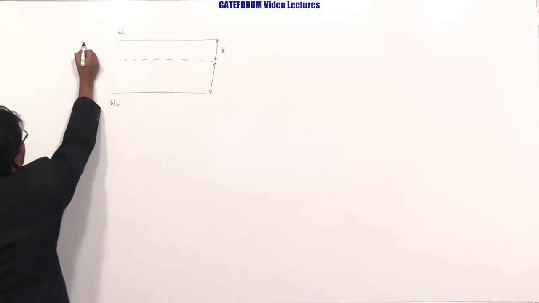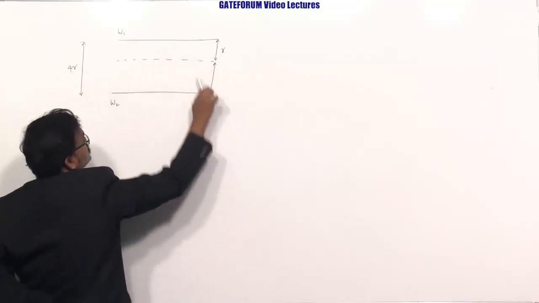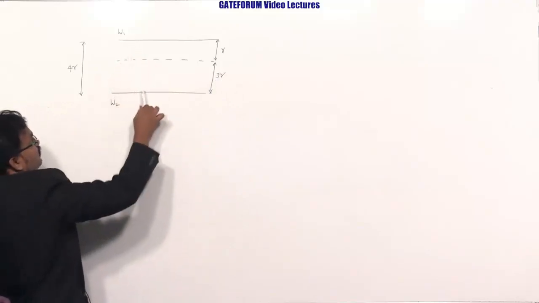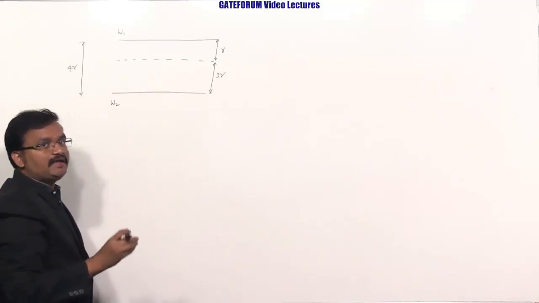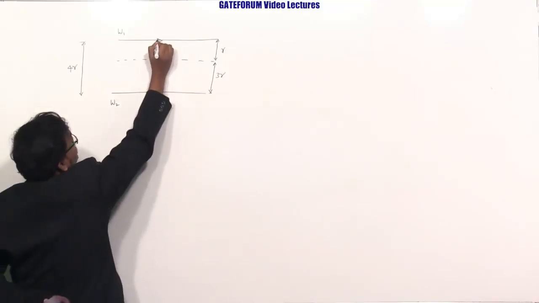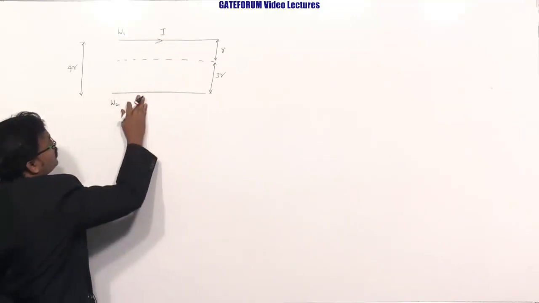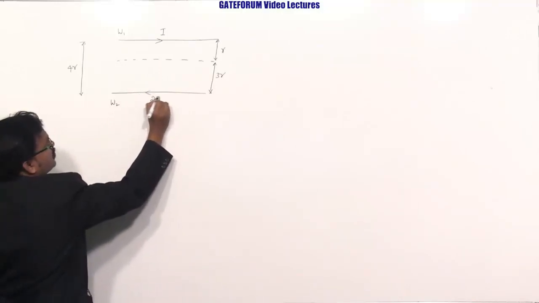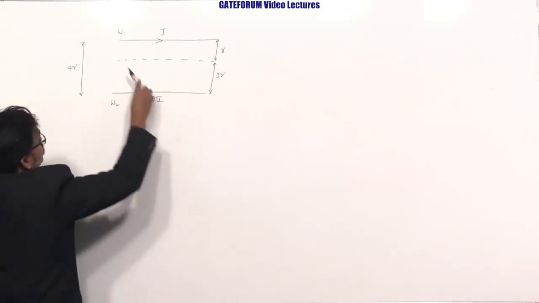The overall distance is 4r. So that means the distance from W1 is r and the distance from W2 will become 3r. They are saying that these two current carrying wires are carrying the currents I and 2I respectively in opposite directions. Let us consider W1 is carrying a current I, and W2 is carrying a current 2I in the opposite direction. Understood? So now you have to determine the B field.